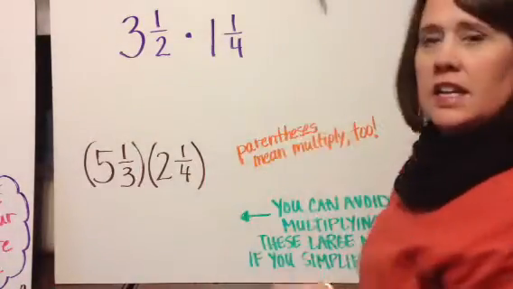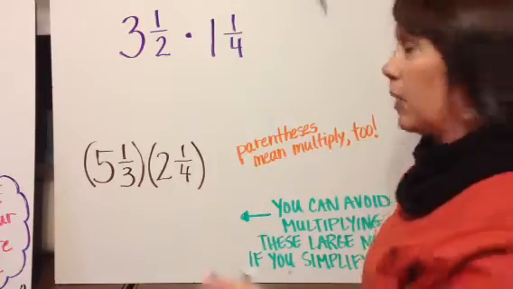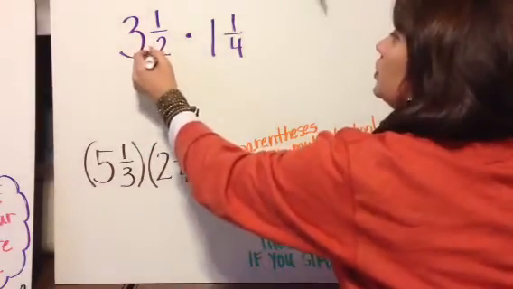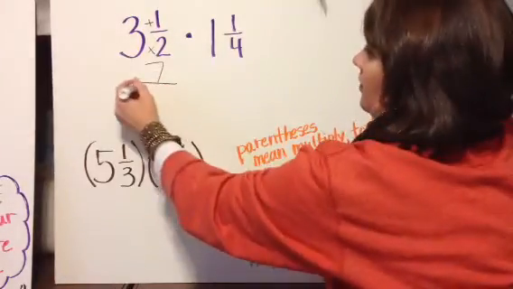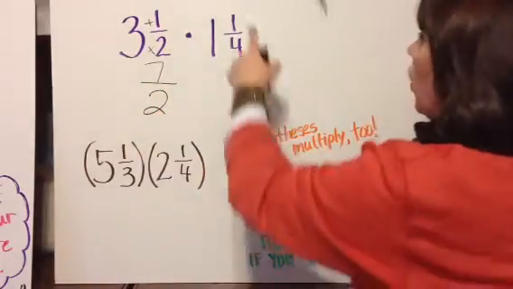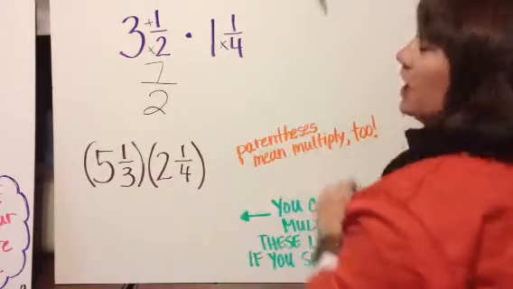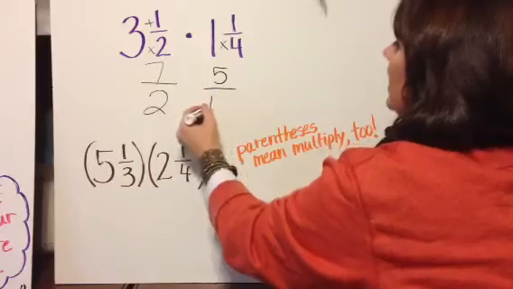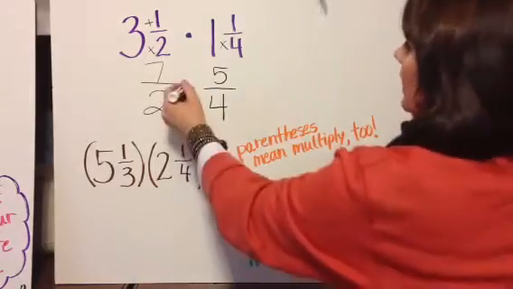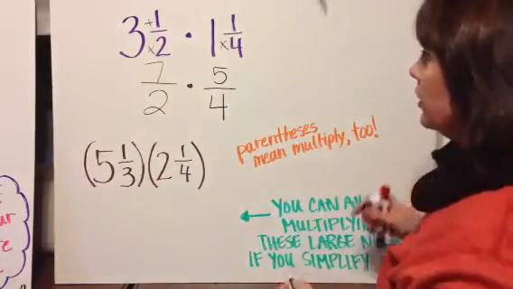3 1/2 times 4, again, change your mixed numbers to improper fractions. 3 times 2 is 6, plus 1 is 7, and I have 7/2. 1 1/4, 1 times 4 is 4, plus 1 more is 5, and I have 5/4.